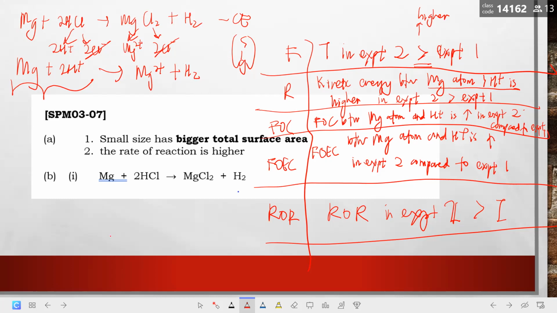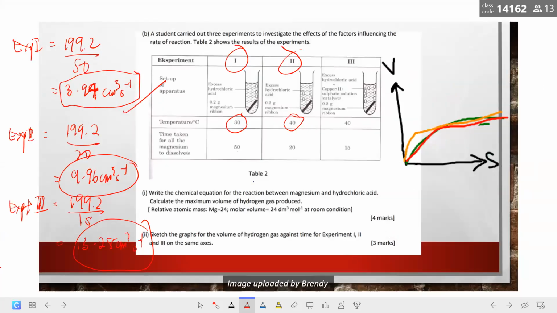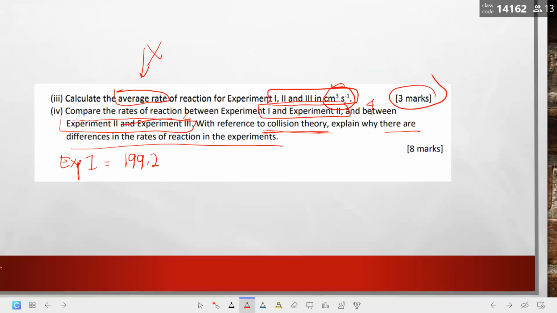Okay, now let's look at the next question. The next question says, between experiment 2 and experiment 3. Now, what's the difference between experiment 2 and experiment 3? You check, you tell me. Experiment 2 and experiment 3, what did one have just now and what did one not have? The catalyst. Very good. Experiment 3 had catalyst. Experiment 2 didn't have catalyst.